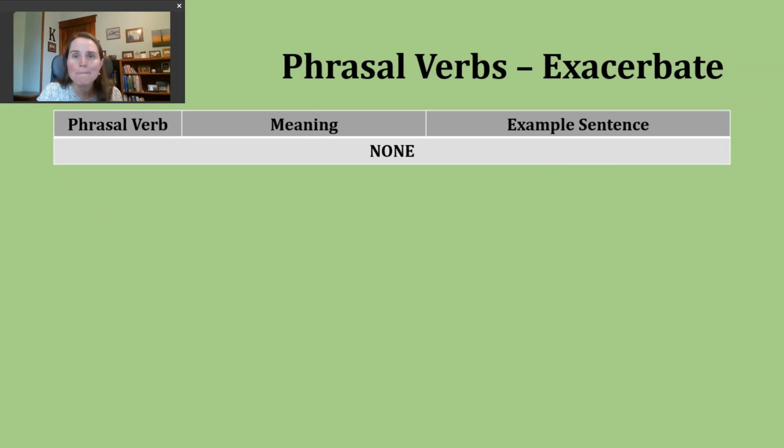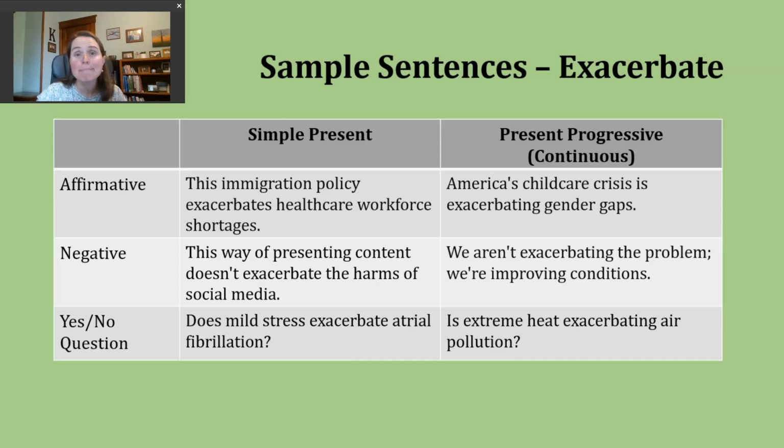Okay. Now, you might be relieved to know no additional phrasal verbs, so we're going to keep looking at this one main definition or one main way to use our verb. And today we'll review the simple present and the present progressive as we talk about and look at some examples of the verb exacerbate. Let's start with the simple present.